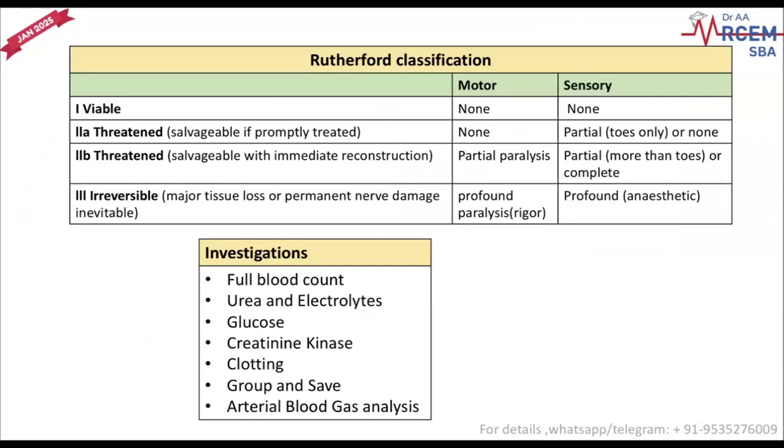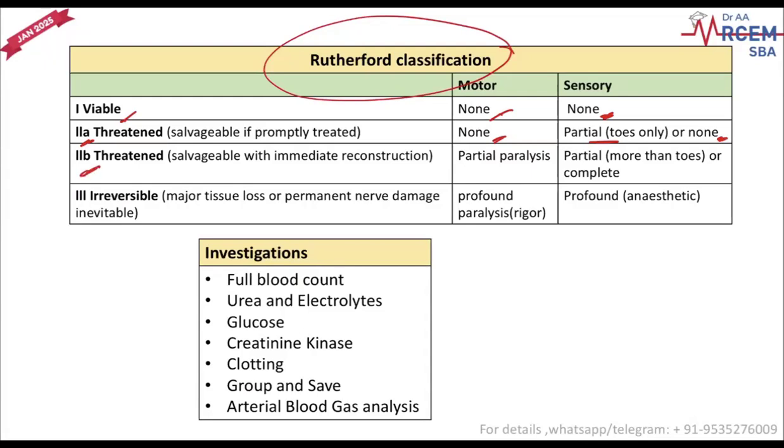There is a classification which you need to be very much aware of because the management plan depends on it. That's why the vascular surgeon will ask you the classification. Rutherford's classification. Class 1: motor and sensory parts of your foot will be completely intact. He'll be able to wiggle his toes and the sensation over the toes will be intact. Type 2A: he'll be able to move, there is no compromise in the motor, but sensory loss over the toes can be seen. Sometimes there may not be any sensory loss; most of the time there is some numbness or paresthesia over the toes.